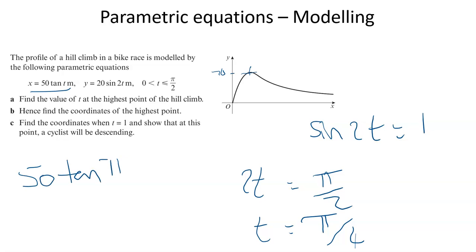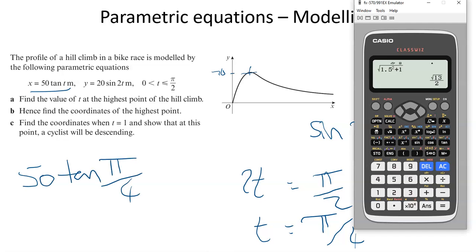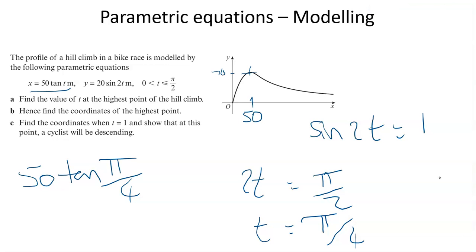50 tan of pi over 4. Reach for the calculator, check that we're in radians. Yes, indeed we are. We do 50 tan of shift pi over 4, and we get the answer of 50. Well, that makes sense. I didn't need to do that, did I? Because tan of pi over 4 is the same as 45 degrees, so that would have given tan as 1, so of course it was going to be 50. That was a bit silly, but it doesn't hurt to check these things on the calculator. So the coordinates of the highest point are 50, 20.